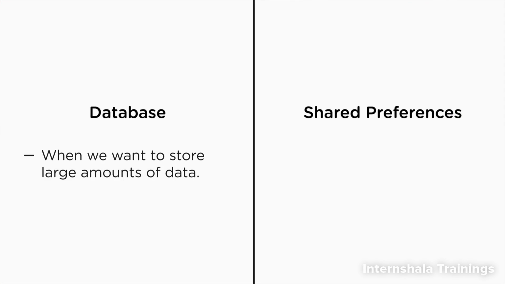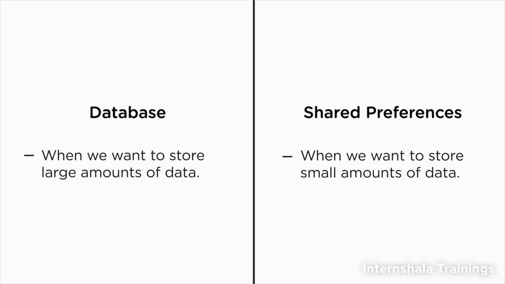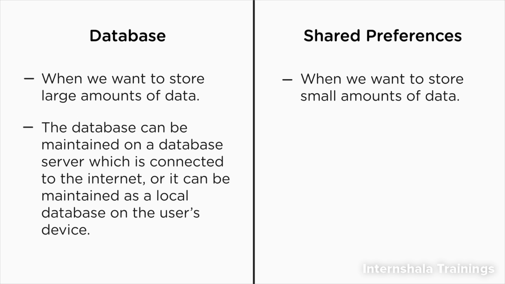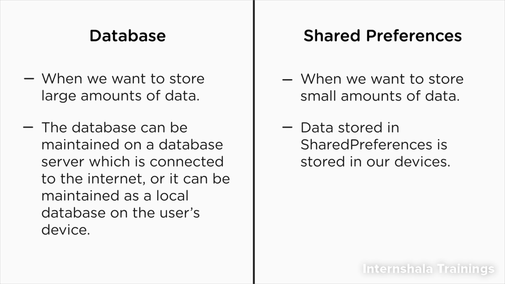The database is used when we want to store large amounts of data such as usernames and passwords of 1 million or 1,000 customers that our app will have. While the shared preferences is used when we want to save small amounts of data like usernames and passwords of 5 to 10 users. The next difference is that the database can be maintained on a database server which is connected to the internet, or it can be maintained as a local database on the user's device. On the other hand, the data stored in the shared preferences class is stored only in our devices.